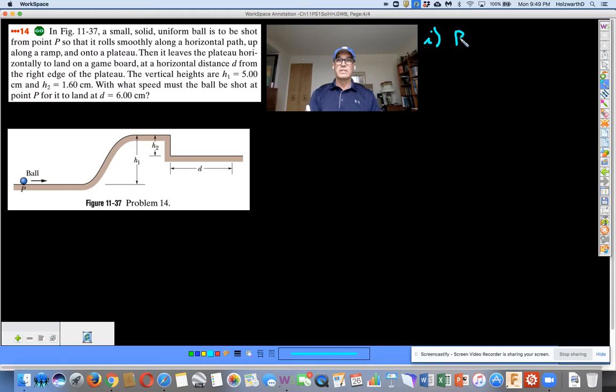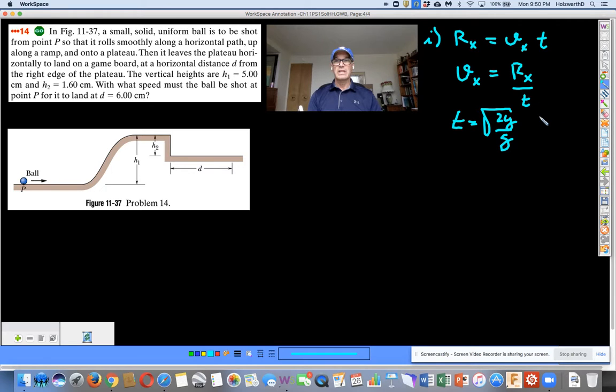Use the downrange distance equation to determine what the initial horizontal speed was when it left the plateau. All right. So you know the downrange distance, and then you can figure out the time that it took to reach the ground from that downrange distance. Since it's being projected horizontally, you can use the special version of that equation, 2y over g, all under the square root. And then the y is equal to h2.